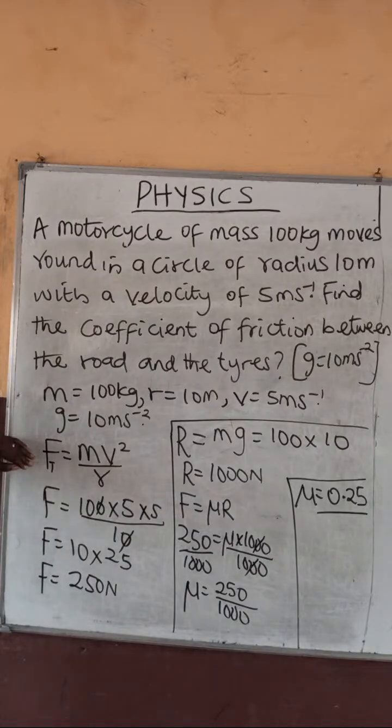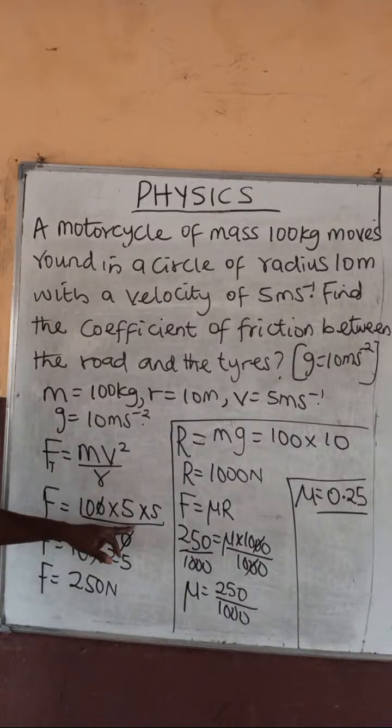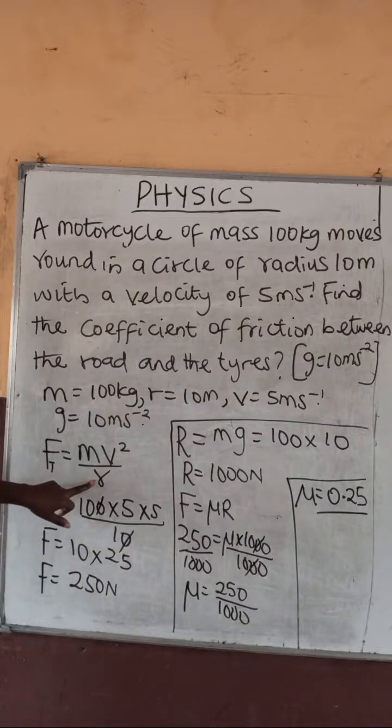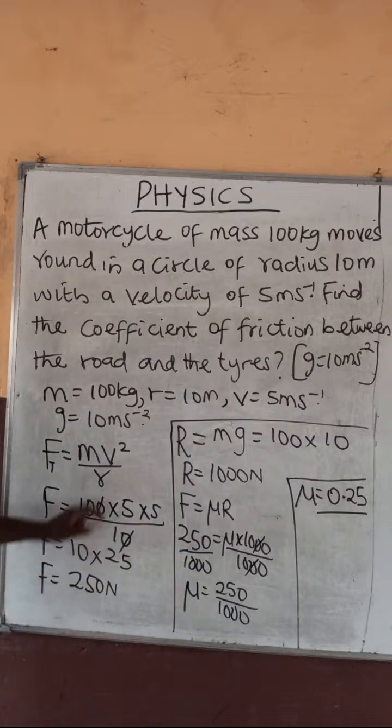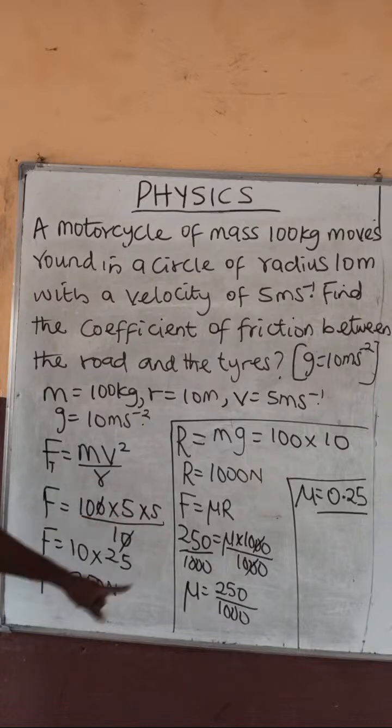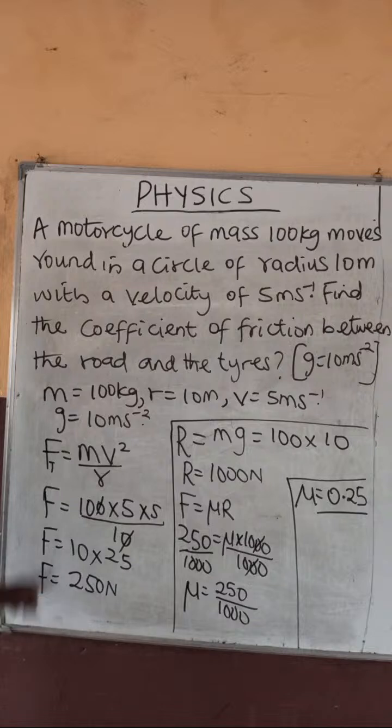The formula for centripetal force F is equal to mv squared over r. Now what is my m? My m is 100 multiplied by velocity, which is 5. That is another 5, right? Divided by my radius, which is 10. What do I have to do? Cancel. So I'm left with 10 times 5 times 5, which is 25. When you multiply, you're going to get 250 Newton. This is the frictional force.